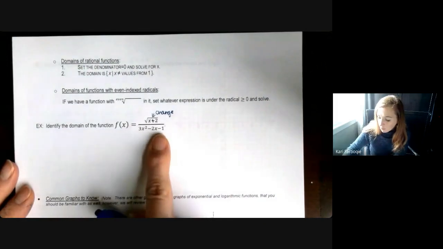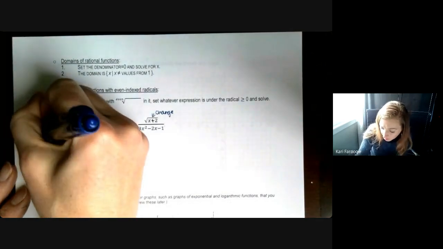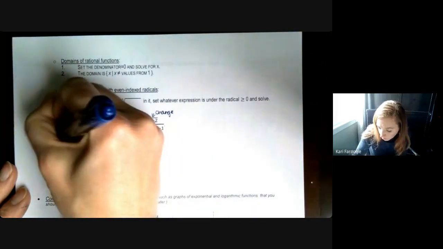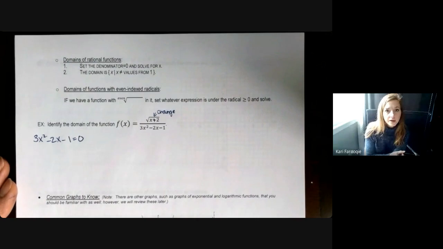Okay, so if we're looking for the domain, we want to exclude any values that are going to make the denominator equal to 0. So you're going to set the denominator equal to 0 to find those values. There we go. Set it equal to 0. And we're going to solve.